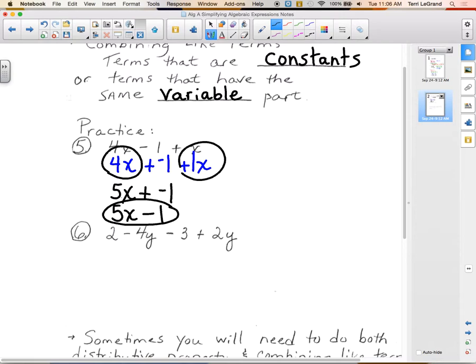Okay, you do number 6 now. First move you have to make is change subtraction to add the opposite. Let me say it again. First move you have to make is change any subtraction to add the opposite.